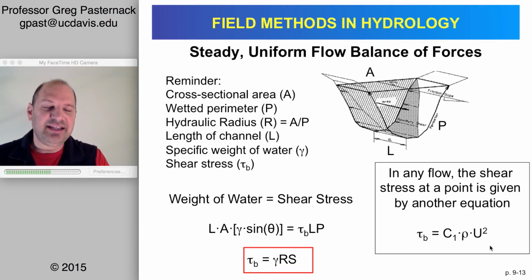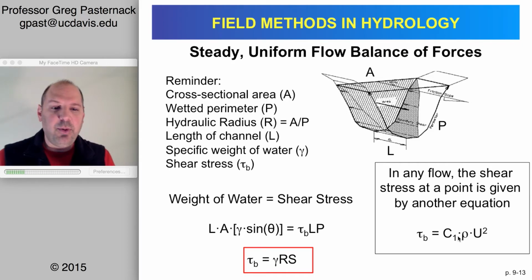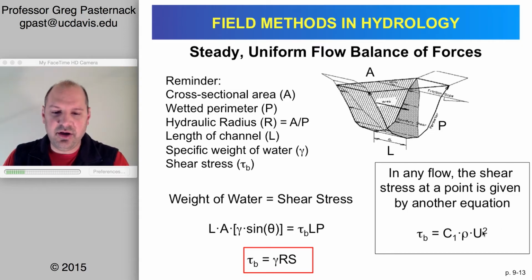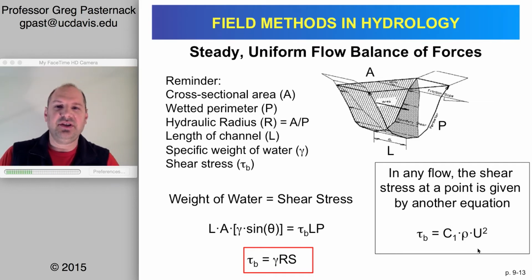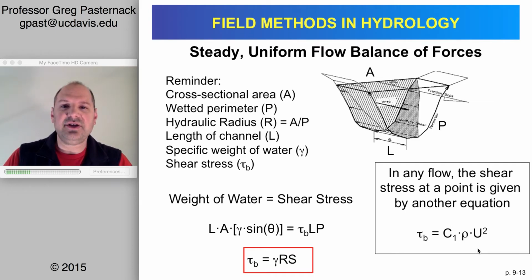This is the shear stress at a point in the river, and it's given by this equation here. C1 is a constant, rho is the density of water, and U is velocity. So the shear stress at a point is proportional to velocity squared. This is depth-averaged velocity, I should say, depth and time. And we can now set these two equal to each other if we assume that the shear stress at a point is equivalent to the shear stress of the overall reach, which is what you would expect if you have steady, uniform flow.